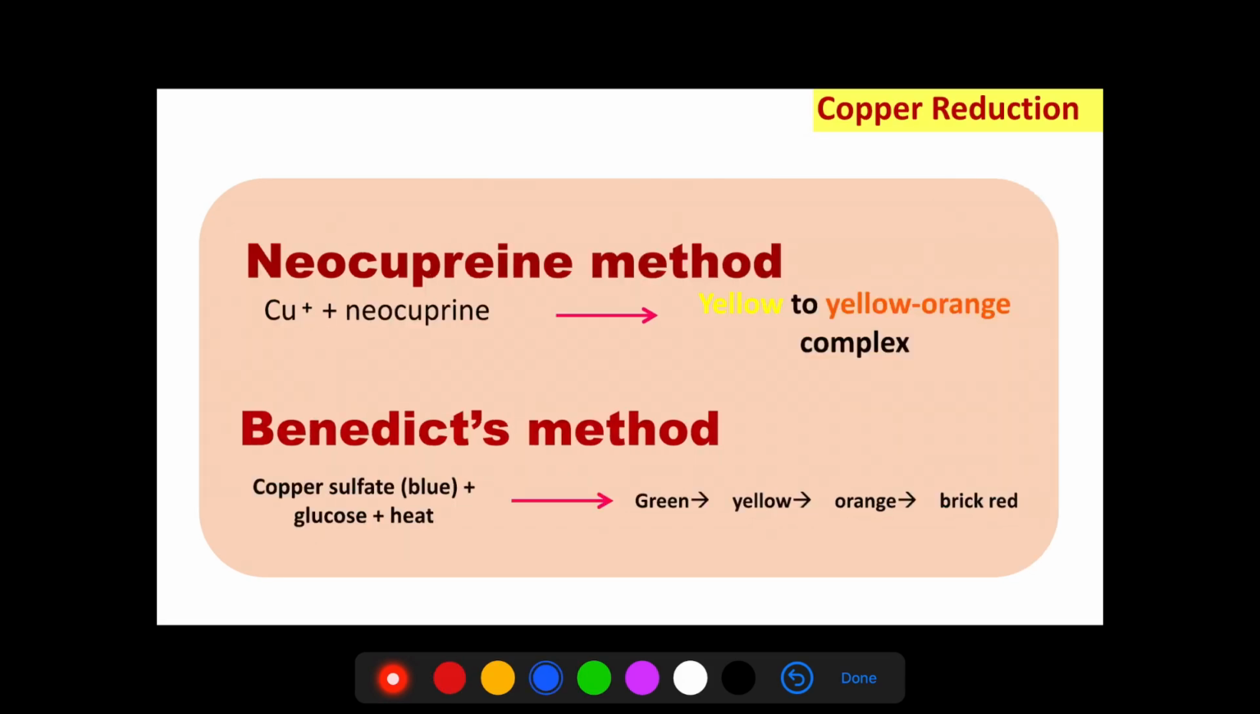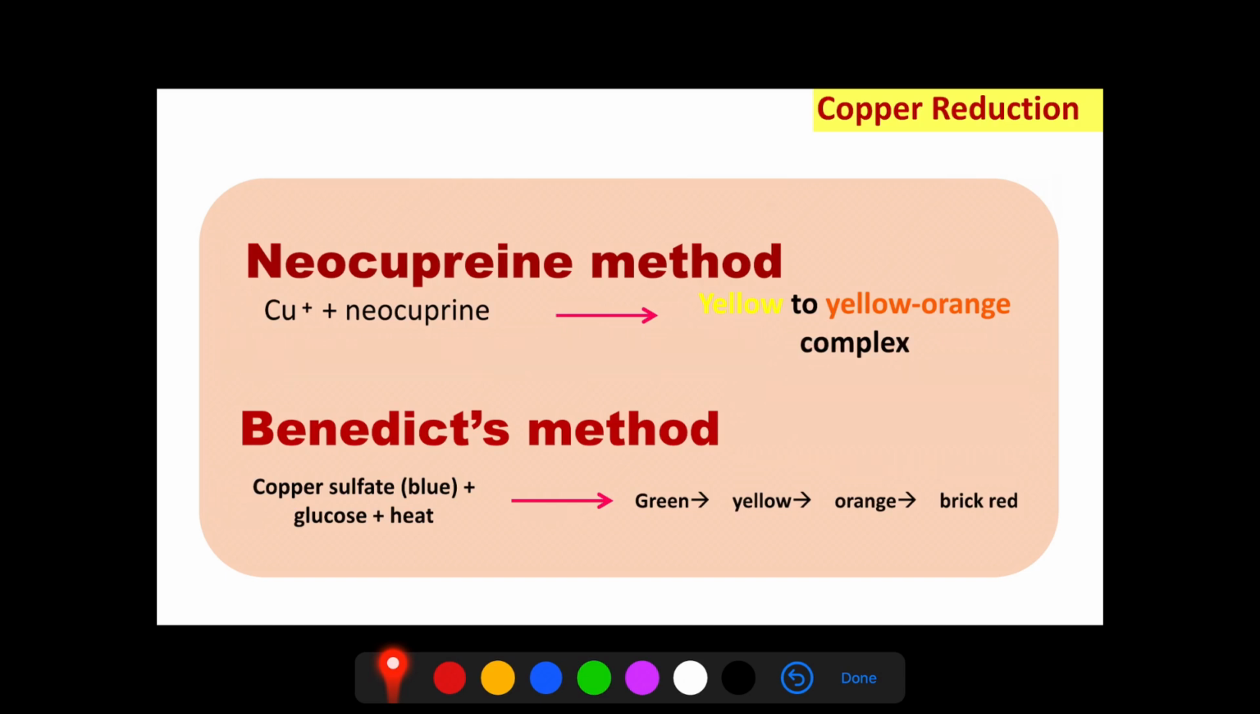We also have the neocuproine method, which also utilizes the copper reduction principle. This produces a yellow to yellow-orange complex. And the next one, we have the classic Benedict's method, or the Benedict's test. This was an early method used to detect glucose present in a urine sample.